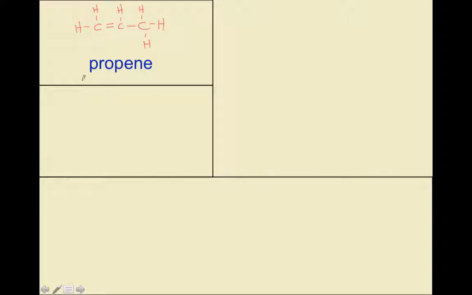I absolutely could have. When I look at the condensed formula for this, it would look like this: CH2, CH, CH3. And I think when they draw it, they actually draw it the opposite way. They put the double bond there.